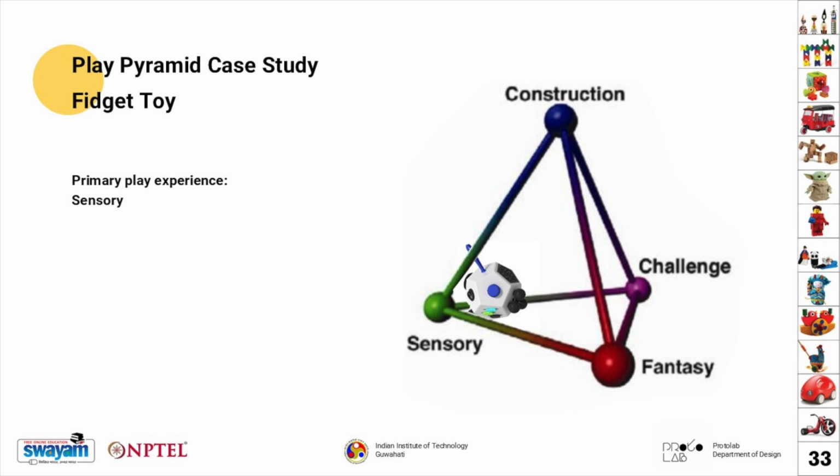The pyramid structure allows designers to place a toy concept somewhere in this space, closer to one vertex if it strongly emphasizes one type, or somewhere in between if it blends experiences. The tool becomes especially powerful during ideation. By deliberately shifting a toy inside the pyramid, we can imagine new versions, new audiences, and new play possibilities.